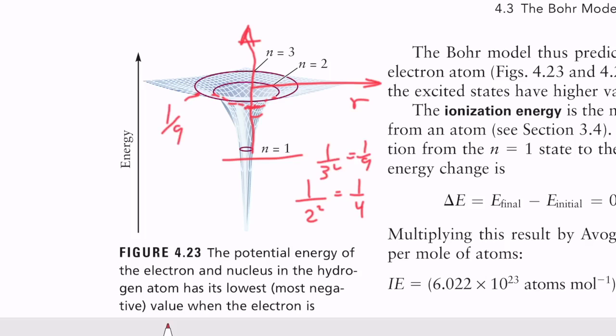And then one of the things that you should realize is that the n equals infinity level is not super high. It turns out that the n equals infinity level is here, right? Because this energy is 0. And so 1 over infinity equals 0, okay?